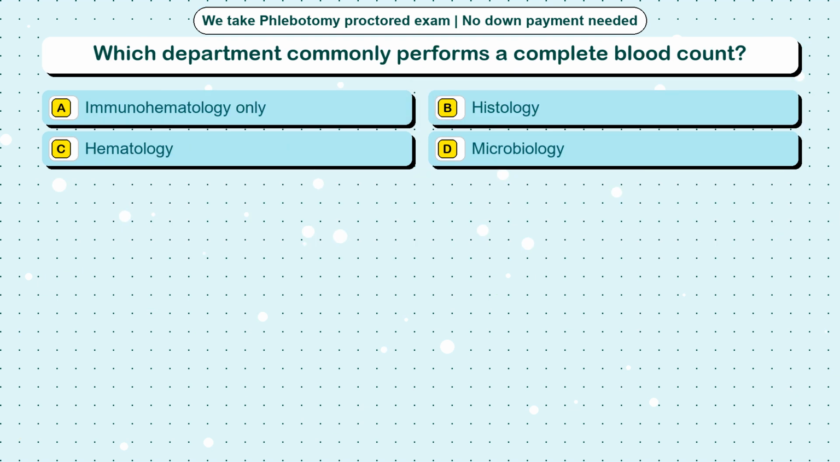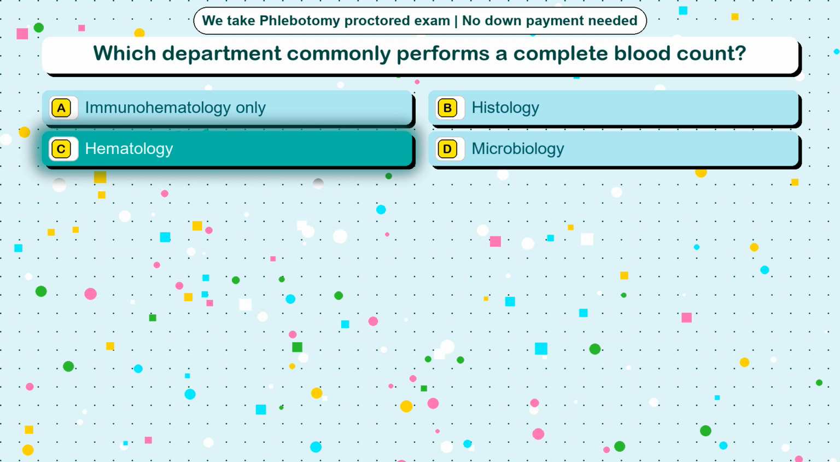Question 90. Which department commonly performs a complete blood count? Option A. Immunohematology only. Option B. Histology. Option C. Hematology. Option D. Microbiology. The correct answer is option C.